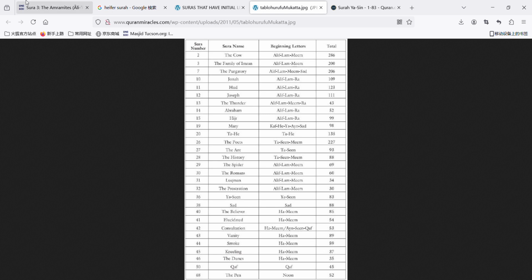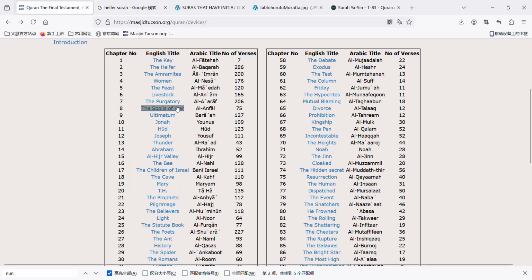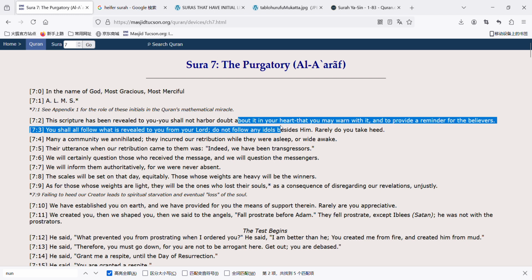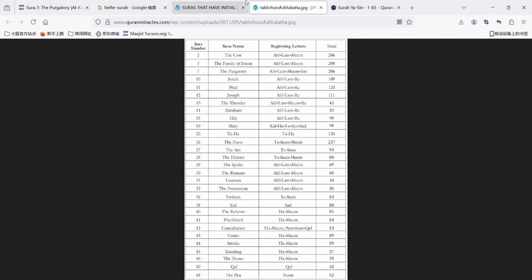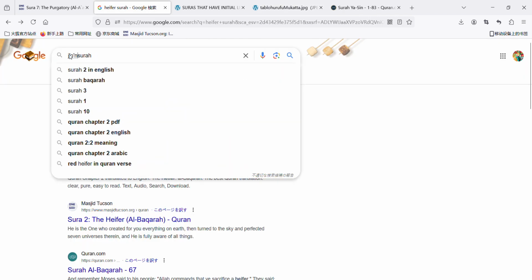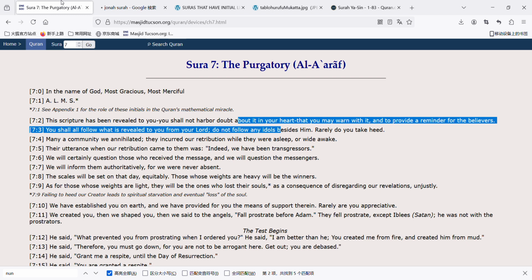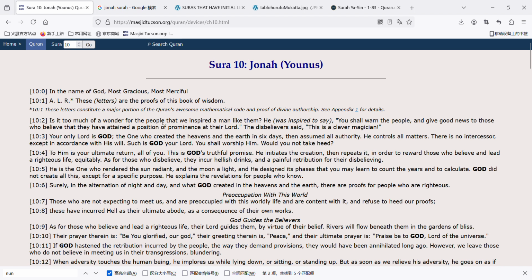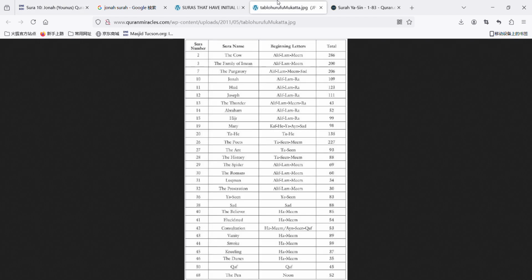The Purgatory Surah, Araf Surah. So it's referring to Quran too. Jonah Surah. So okay, are the proofs of this book of wisdom? Okay, not this.